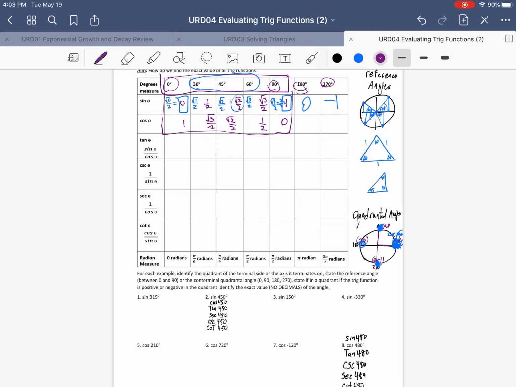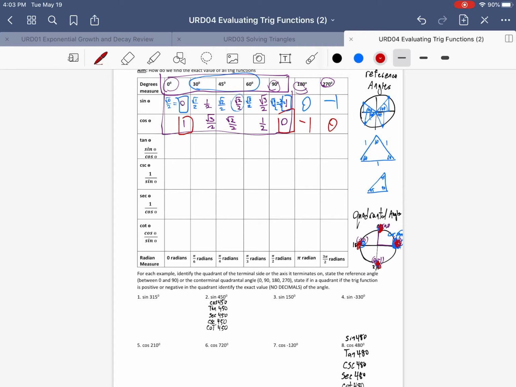Now the cosine curve, on the other hand, we look at the x values. So at 0 degrees, the x value is going to be 1, which is why the cosine of 0 is 1. At 90, the x value is 0, so the cosine of 90 is 0. At 180 degrees, the x value is -1, and at 270 degrees, the x value is 0 again.